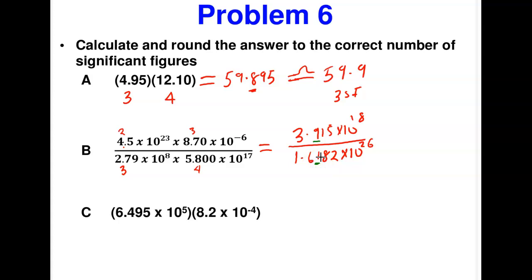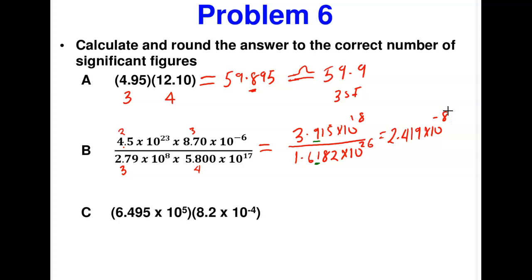You're going to take your calculator again. You're going to punch in this number 3.915 times 10 to the power of 18 divided by 1.6182 times 10 to the power of 26. When you punch this into the calculator again, you're going to have this number. What you're going to have will be 2.419 times 10 to the power of negative 8. This is what you're going to have.